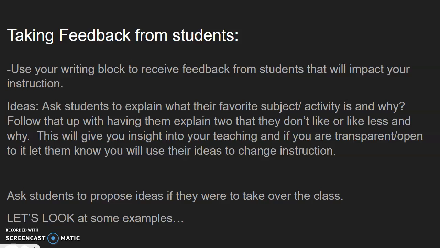So the next thing then would be taking feedback from students. Use your writing block to receive feedback from students that will impact your instruction. Ideas for ways to do this. Ask students to explain what their favorite subject or activity is and why. Follow that up with having them explain two that they don't like or like less and why. This will give you insight into your teaching, and if you're transparent and open, it will let them know you will use their ideas to change instruction. Ask students to propose ideas if they were to take over the class.